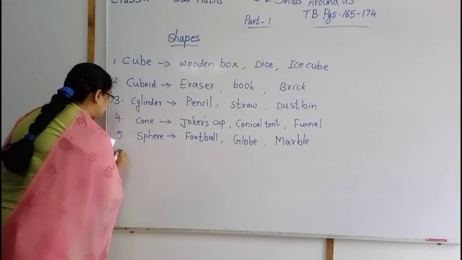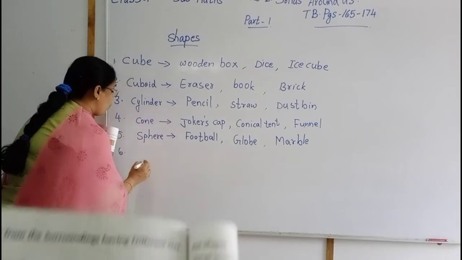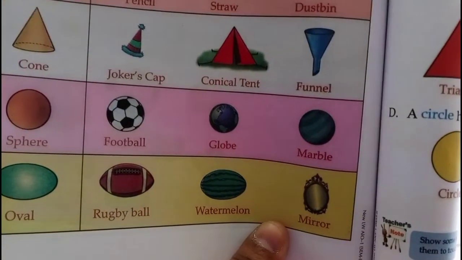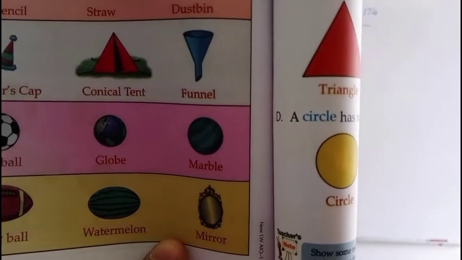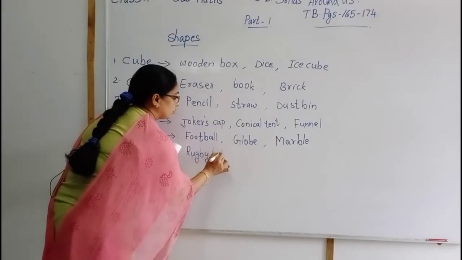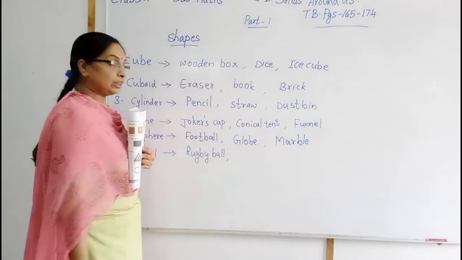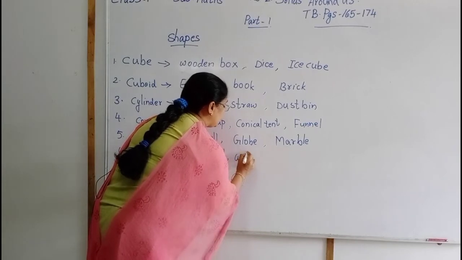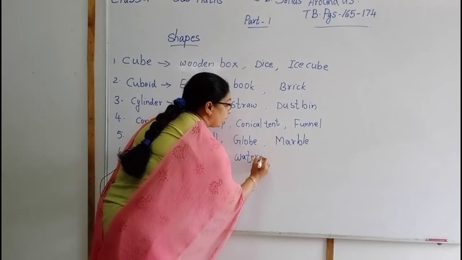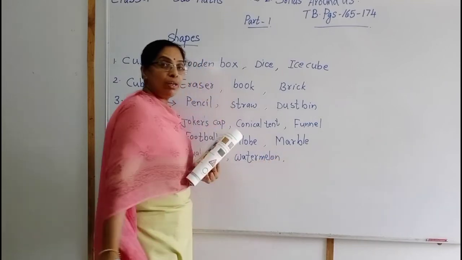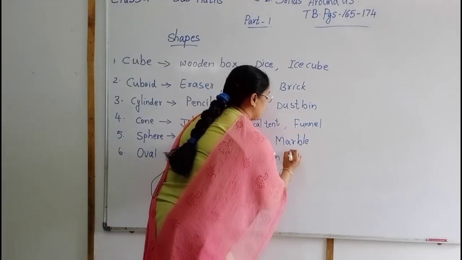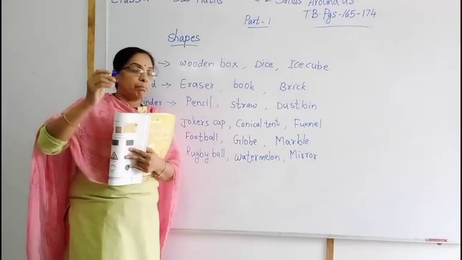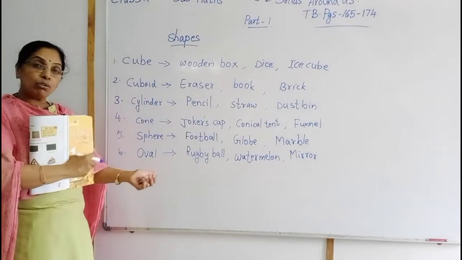The next, number 6, oval shape. First one is rugby ball. For the rugby game, we are using a ball of oval shape. The next, watermelon. You know the watermelon shape? That is not a clear round, so that is the oval shape. Then mirror. Mirrors have many shapes, but in the lesson they are showing an oval shape mirror. Then egg is also in the oval shape.